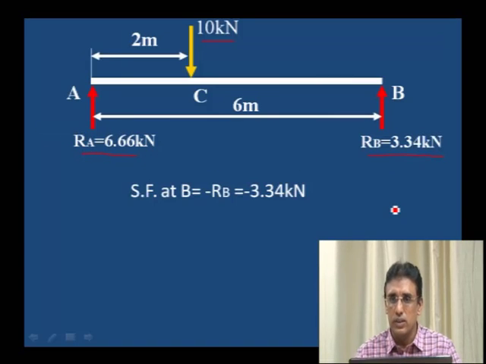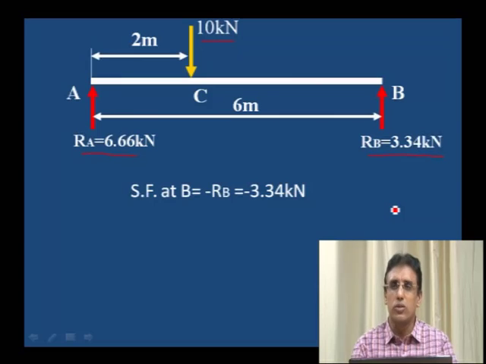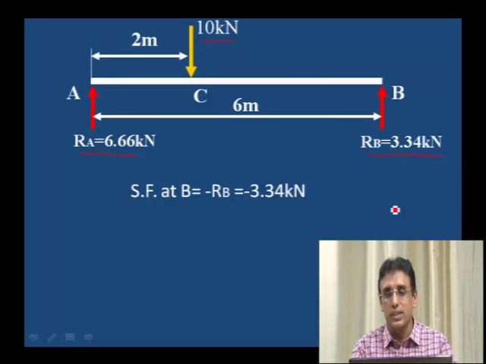Whenever a simply supported beam is given, you should be careful. We have to calculate the reactions first. Without the reactions, you should not calculate the shear force and bending moment values. Here, this is RB 3.34 and RA 6.66 kilonewton.